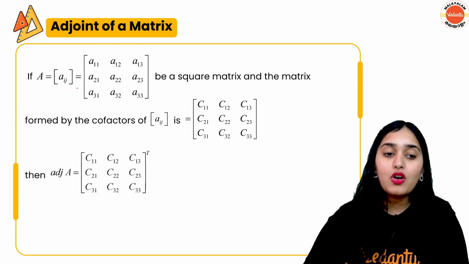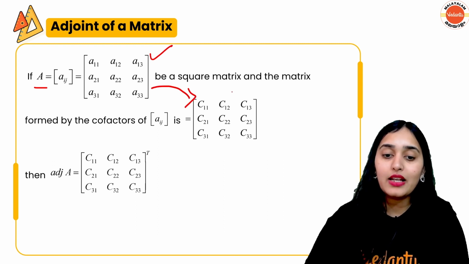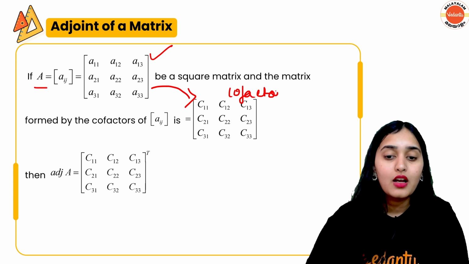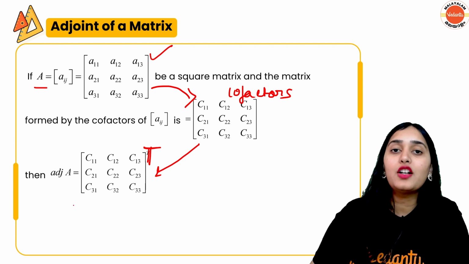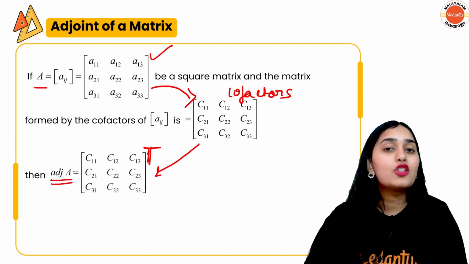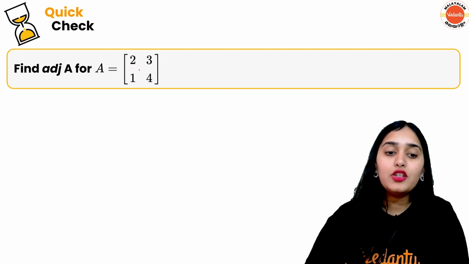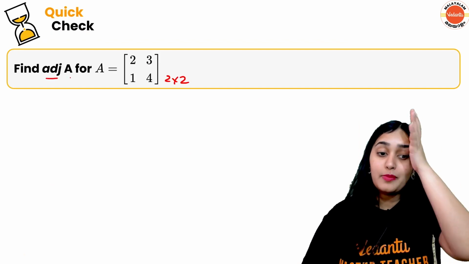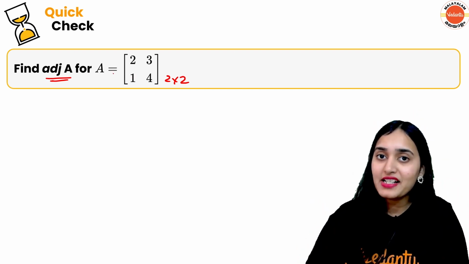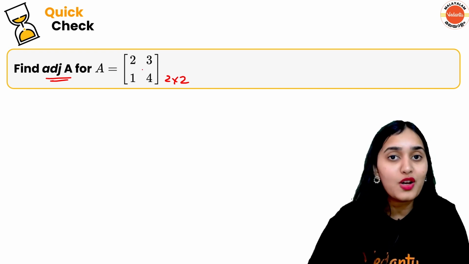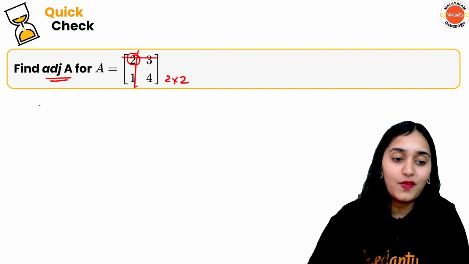Okay. So suppose my matrix is this. From this matrix, I am calculating cofactors. Now, from this cofactor, I am calculating transpose of the cofactors, which will give me adjoint of A. Okay. Now, suppose you have a 2 cross 2 matrix. What will be adjoint of A? Simple. First, you calculate cofactors. What will be the cofactors of a 2 cross 2 matrix?